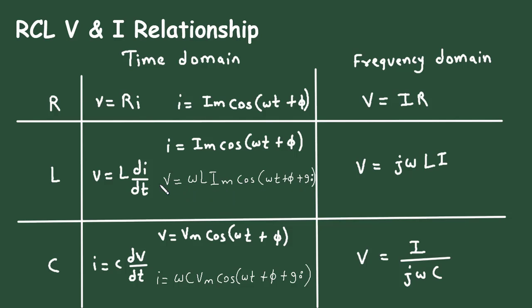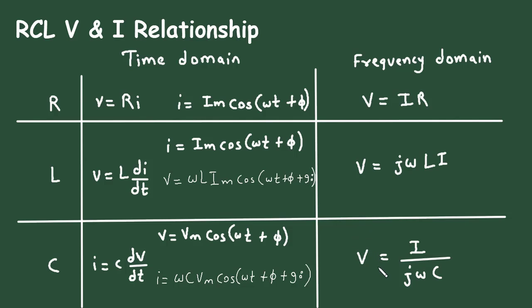Therefore, after simplifying, the final formula will look like this: voltage is equal to omega L Im cos(omega t plus phi plus 90 degrees). In the case of an inductor, the current lags voltage by 90 degrees, or we can say voltage leads current by 90 degrees. Here we can see in frequency domain V is equal to j omega L I. This j represents that voltage leads current by 90 degrees.